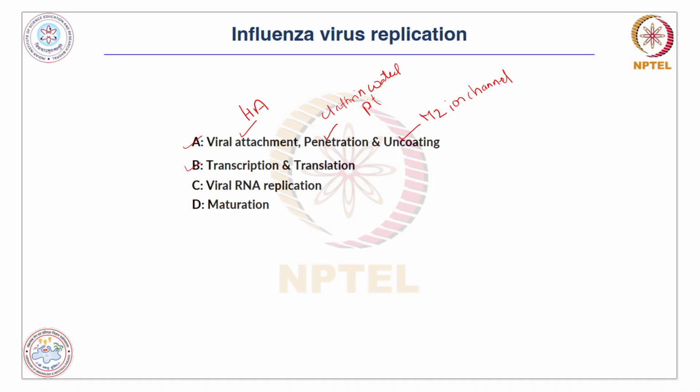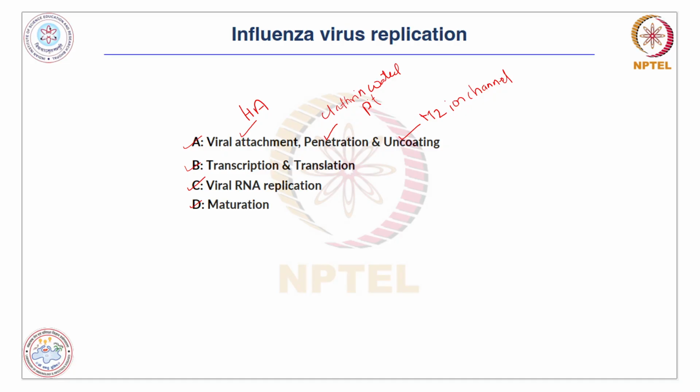Then the third is viral RNA replication. It carries its own polymerase complex, so it can replicate also. Once it is replicated, the next stage is maturation, so that it can form multiple particles and bud out of the cell and infect the nearby other cells also.